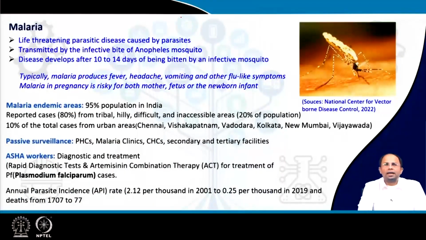Now coming to malaria, it's a life-threatening parasitic disease caused by parasites. It is transmitted via the bite of the Anopheles mosquito. You can see its image over here. Usually after the bite it takes 10 to 14 days for the disease to develop, so you will not really remember where you got bitten.